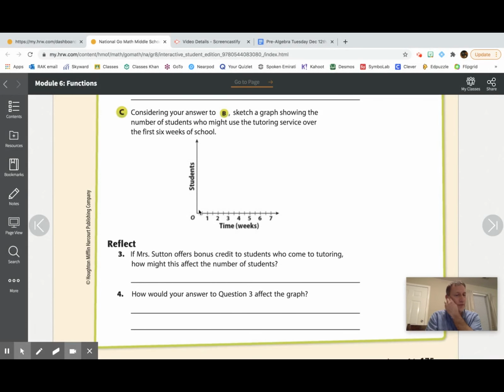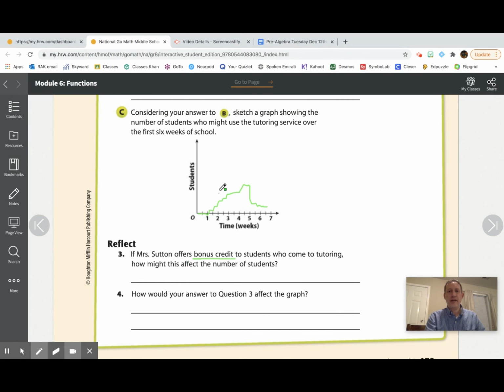So now for this one, it's going to look the same as before, except you start off with nothing, and then it's increasing, probably up to the day of the test, and then after the test, it might shoot back down to only a few students again. Okay? If she offers bonus credit, that might cause even more students to come. So you just got to think about it in terms of what's going to be happening on the graph.